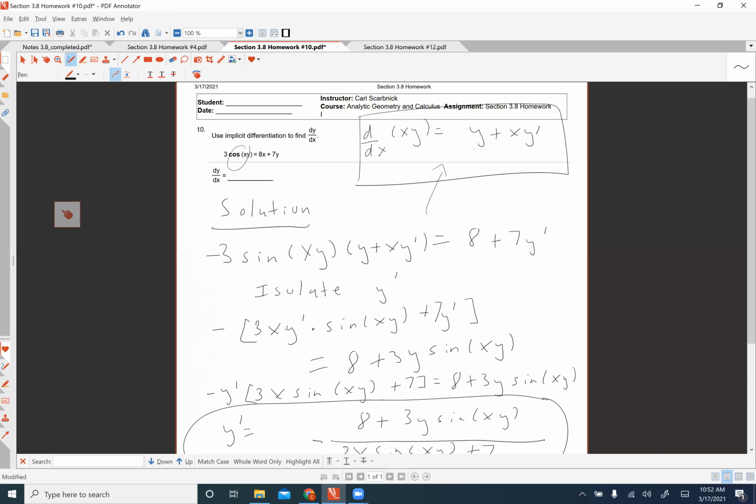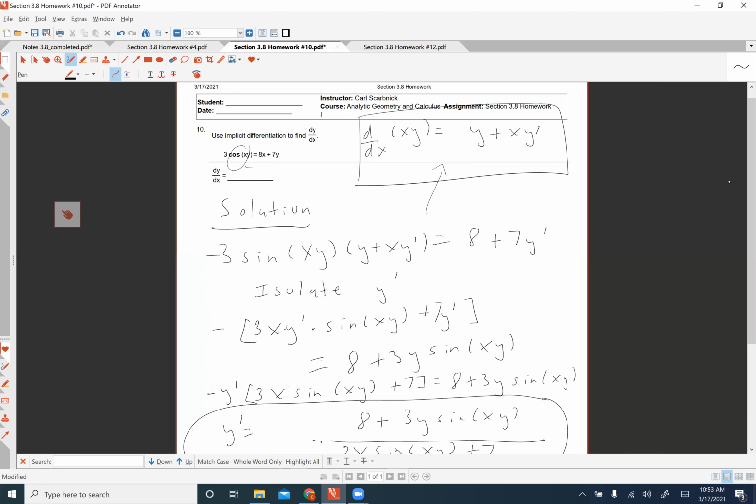Okay, so let's take the derivative of the left side. The derivative of cosine is minus sine, so we get minus 3 sine of xy. Now we have to take the derivative of the inside, the input to cosine, so the derivative of x times y. And so we just calculated it. That's y plus xy prime.